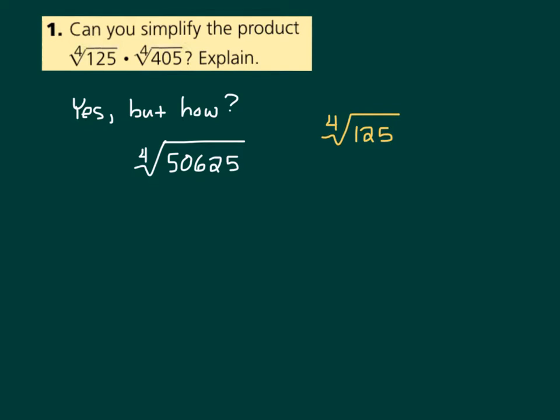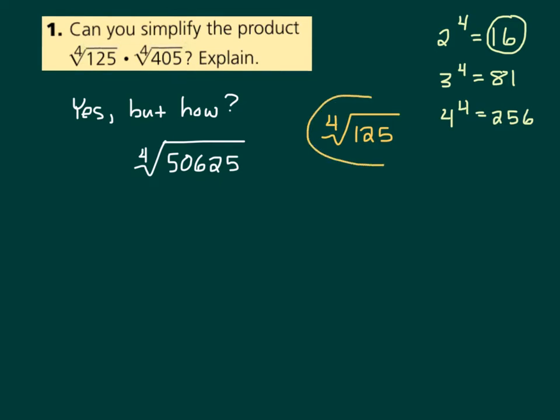So how do we simplify the fourth root of 125? We want to find the largest factor of 125 that is a perfect fourth power. So how do we know if a number is a perfect fourth power? 2 to the fourth is 16, so 16 is a perfect fourth power. 3 to the fourth is 81, right? 4 to the fourth is 256. Are there any factors of 125 that are perfect fourth powers? No. So this cannot be simplified.